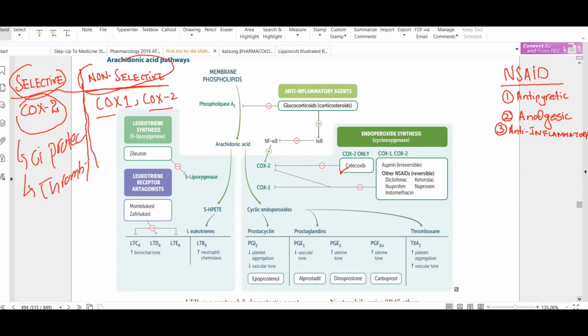As we already know, COX-1 is mainly present in the stomach, platelets and most tissues. So in the case of selective NSAIDs, we inhibit only COX-2. COX-1 is not inhibited, so thromboxane formation is increased, and this leads to platelet aggregation and ultimately to thrombus formation. So COX-2 inhibitors are contraindicated in myocardial infarction.